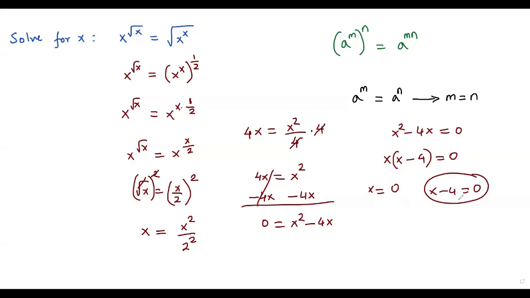Okay, now let's solve for x in the second equation over here. For that, I have to add 4 to both sides. So when I do so, negative 4 and positive 4 will cancel out. I'm getting x equals positive 4. So I'm getting two values for x. One is x equals 0 and the other one is x equals 4.